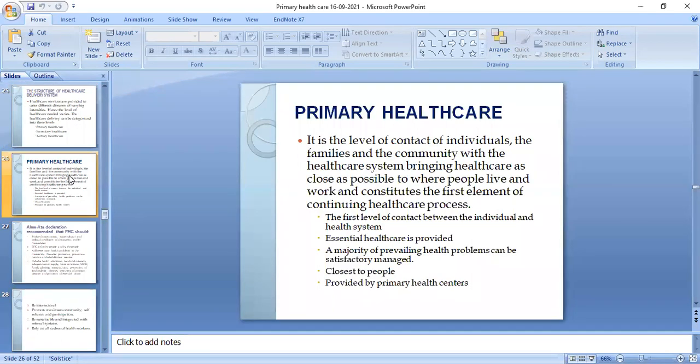Now the primary healthcare. It is the level of contact of individuals, the families, and the community with the healthcare system, bringing healthcare as close as possible to where people live and work, and constitutes the first element of the continuing healthcare process. The first level of contact between the individual and a health system. It is the essential healthcare. A majority of prevailing health problems can be satisfactorily managed. It is closest to the people, and it is provided by the primary health centers.